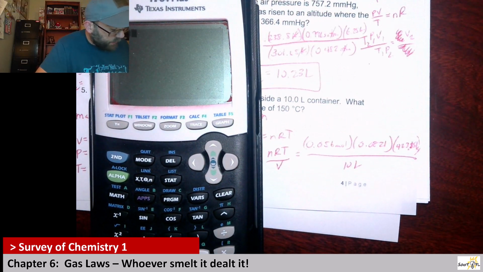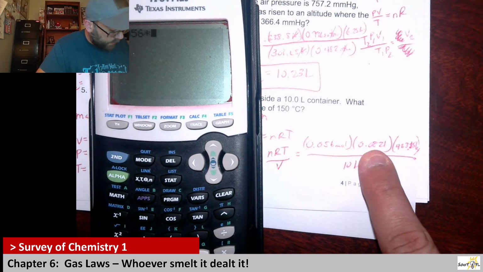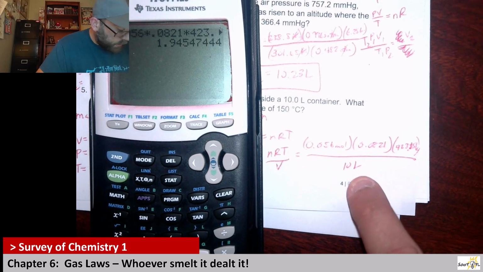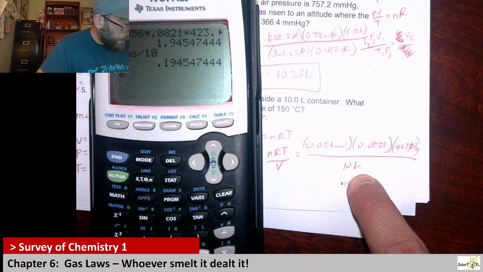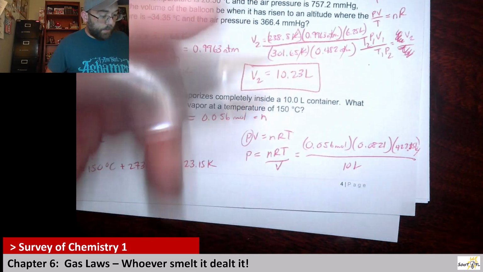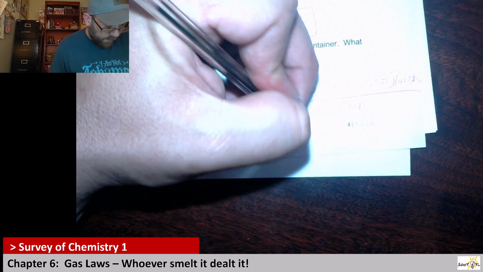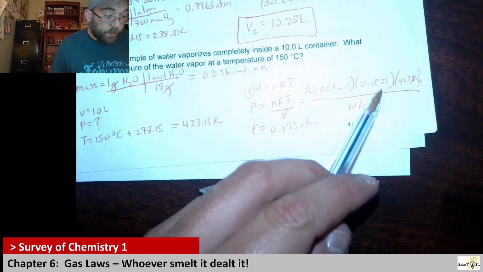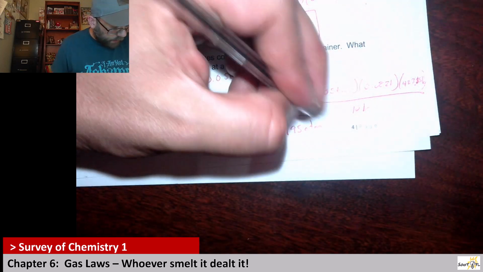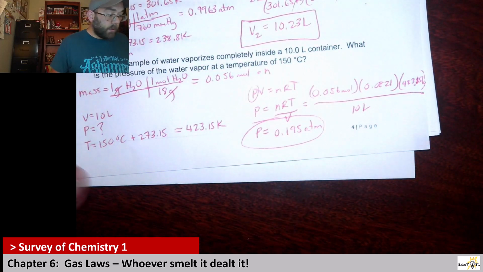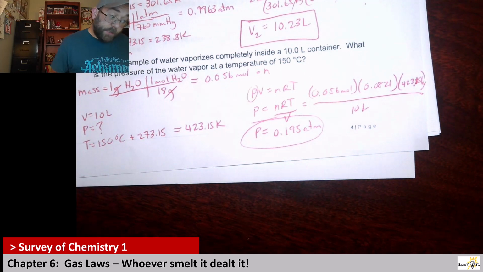So I have 0.056 times 0.0821 times 423.15. Enter. Then divide that by 10. And I get 0.195. So my pressure is equal to 0.195 atmospheres, because those were the units on R. That would have been my pressure. That's a small amount, but 0.056 moles is a small amount. You don't even have a whole mole of water, so that kind of makes sense.